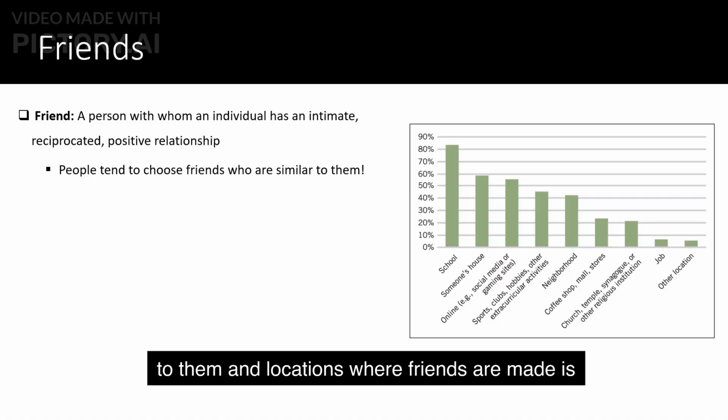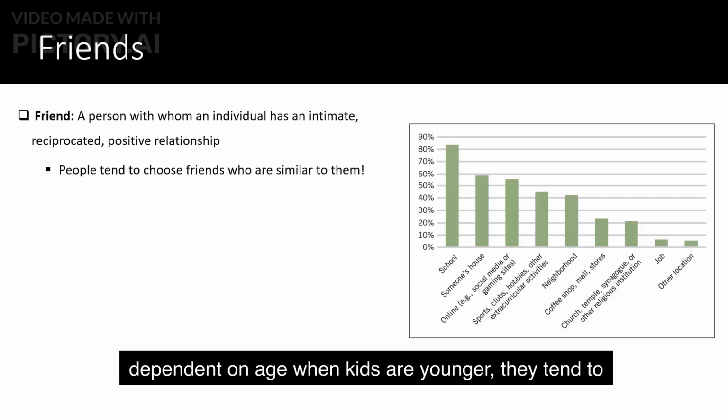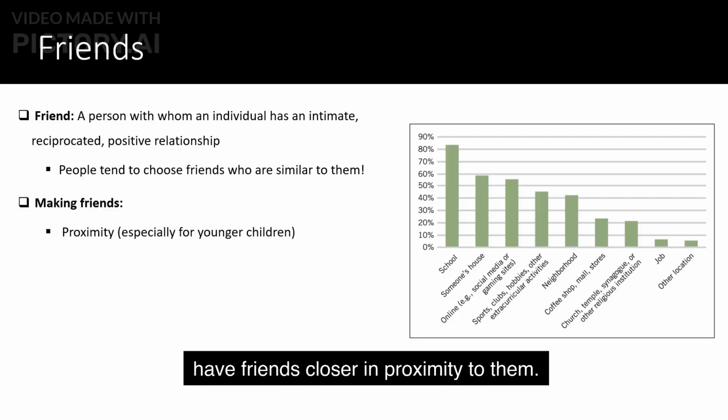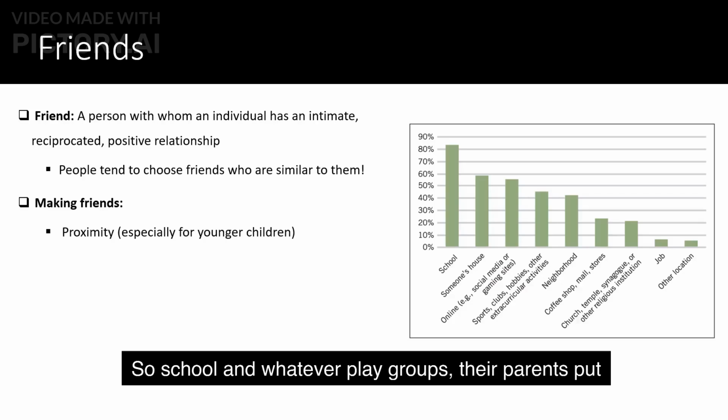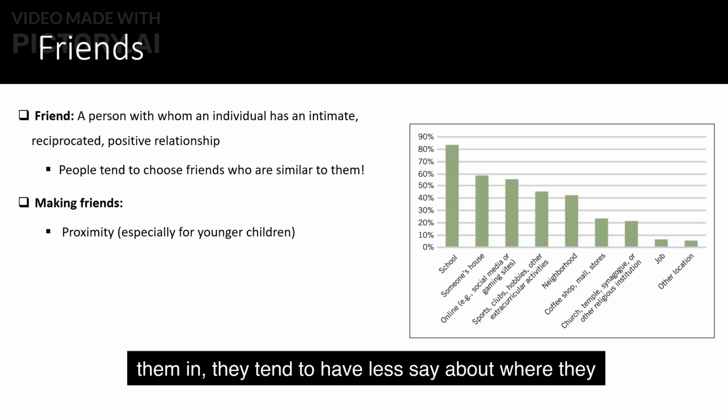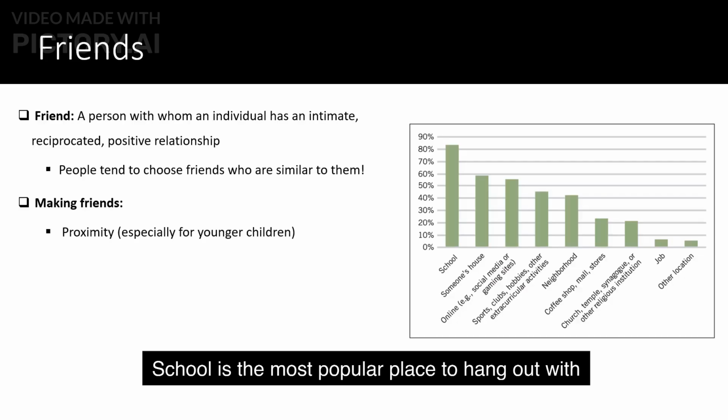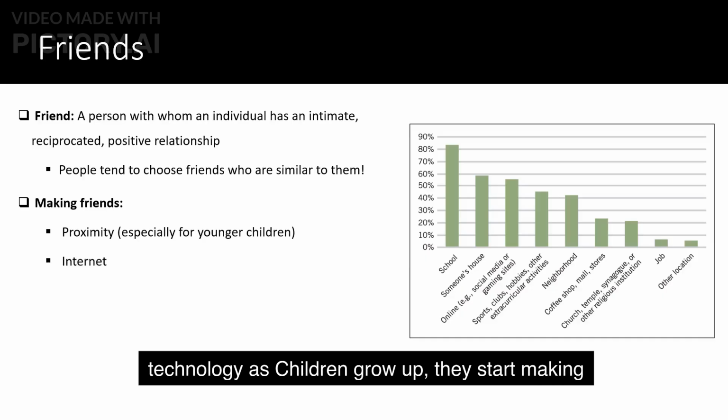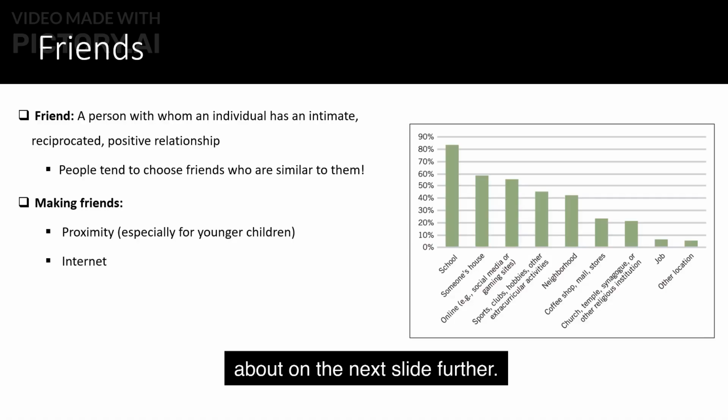And locations where friends are made is dependent on age. When kids are younger, they tend to have friends closer in proximity to them. So school and whatever playgroups their parents put them in. They tend to have less say about where they can go and make friends with those available to them. School is the most popular place to hang out with friends, even as children get older, with a friend's house coming in close second. And in the age of technology, as children grow up, they start making more friends on the internet, which we'll talk more about on the next slide.